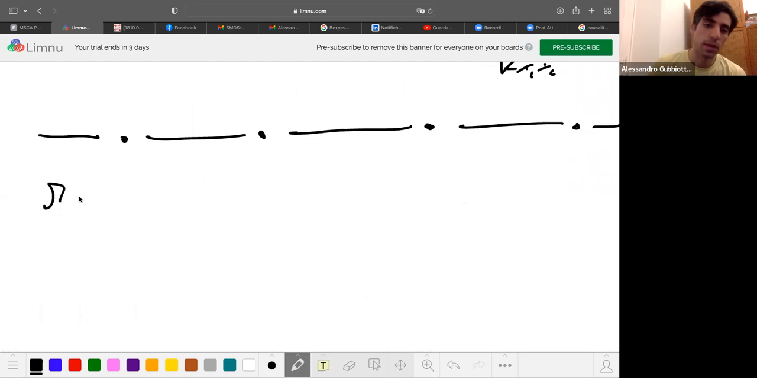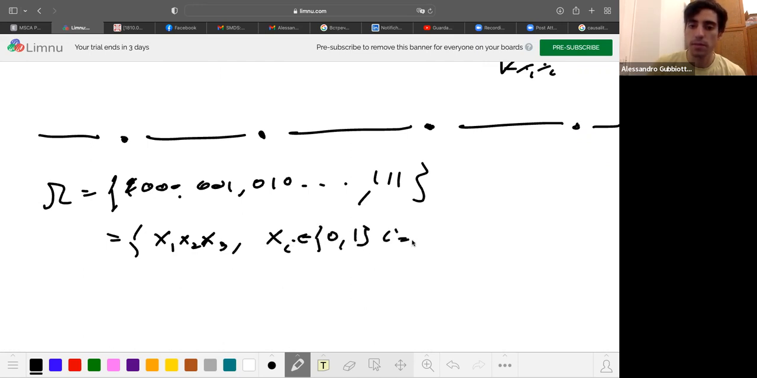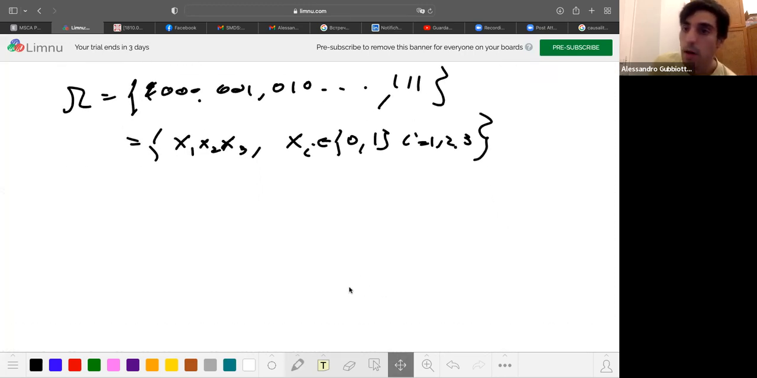So that here omega is equal to 0, 0, 0, 0, 0, 1, 0, 1, 0, etc., up until 1, 1, 1, which is equal to the set of strings of 3 digits where each digit is either 0 or 1. We can do the same. Well, we're doing Bernoulli, we're tossing 3 coins independently.